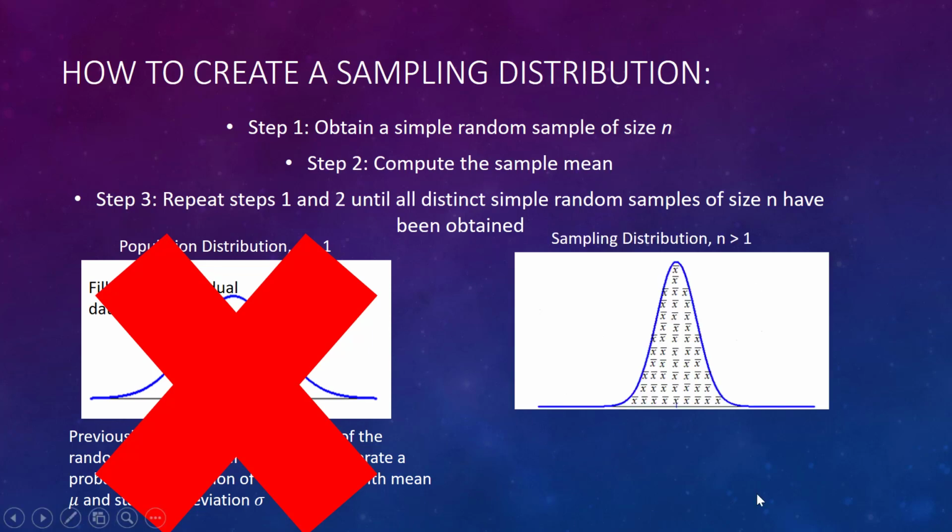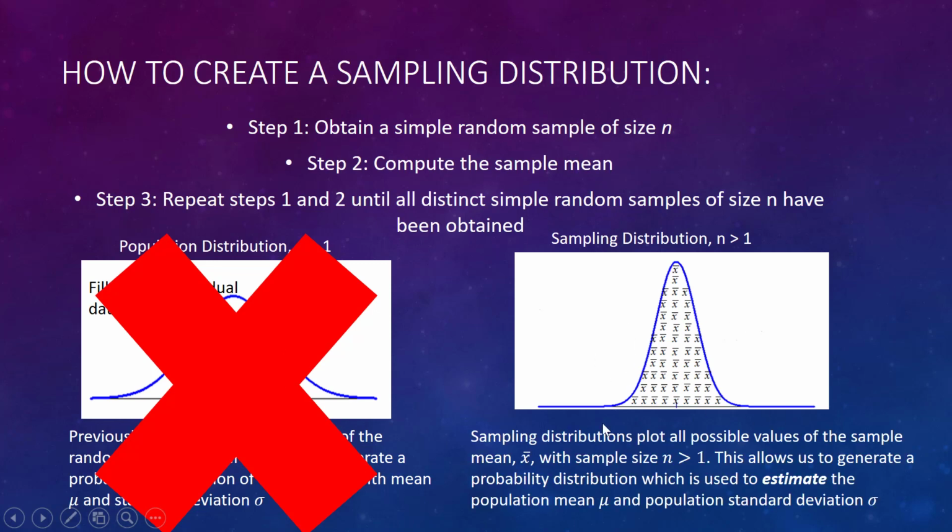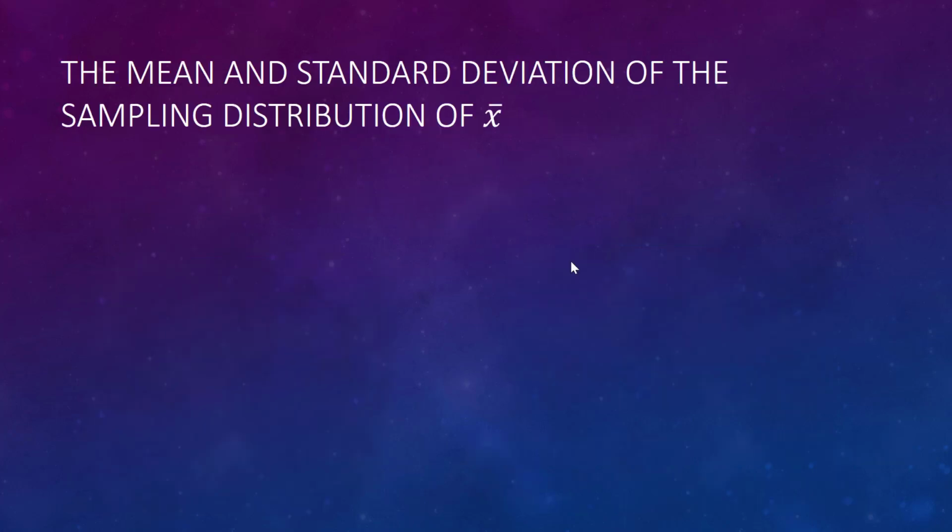So we create this new graph, which is populated not with individual data points x, but with x bar, all these different sample means. So sampling distributions plot all possible values of the sample mean x bar with sample size n, which, again, has to be larger than 1. This allows us to generate a probability distribution, which is used to estimate the population mean and population standard deviation.